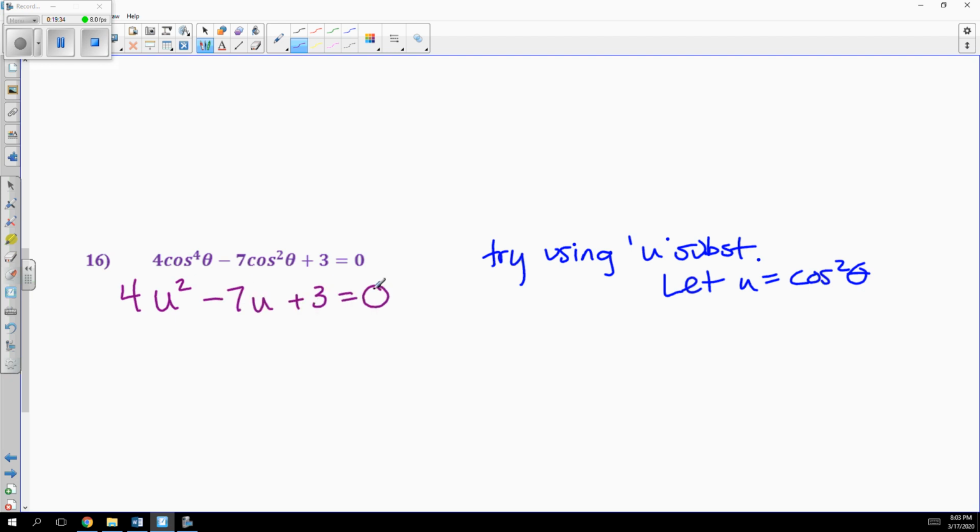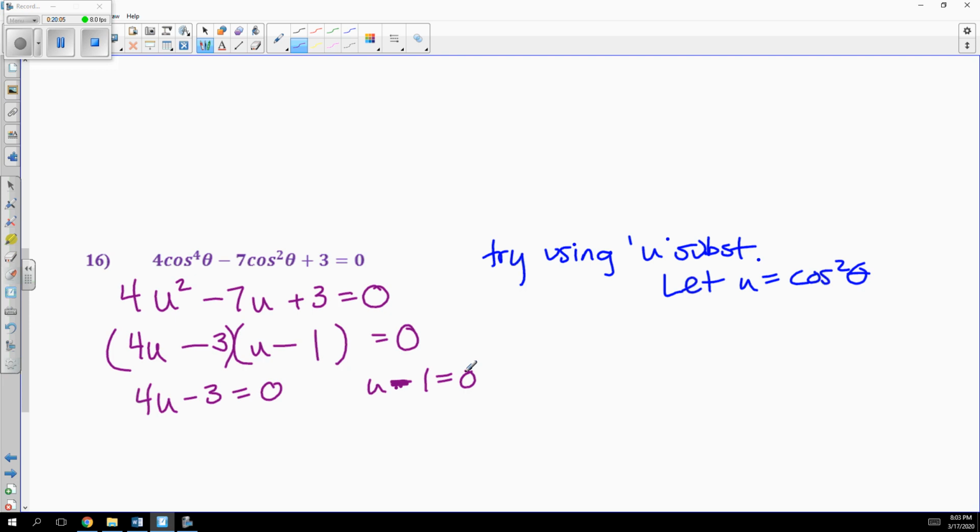And we can work this all the way through with u and then go back and put in the cosine squared at the end. So I know some of you are going to kind of forget that you can factor this. I don't think there's anywhere you'd have to use the quadratic formula in your homework. I need to get a 7 for the middle. So for the factors of 4, I'm going to use 4u and 1u. And then I'm going to use 3 and 1 because I know that 4 plus 3 is 7. So I'm going to put a negative in front of both of those because I need a negative 7u. So now I've got 4u minus 3 equals 0, u minus 1 equals 0. So we get u equals 3/4, and we get u equals 1.